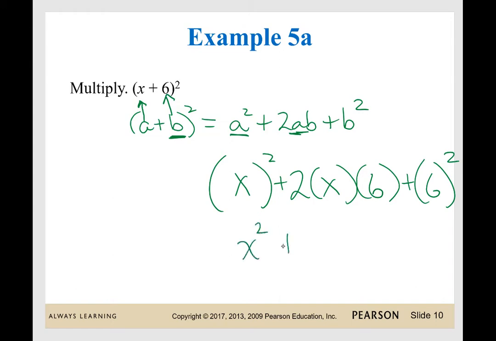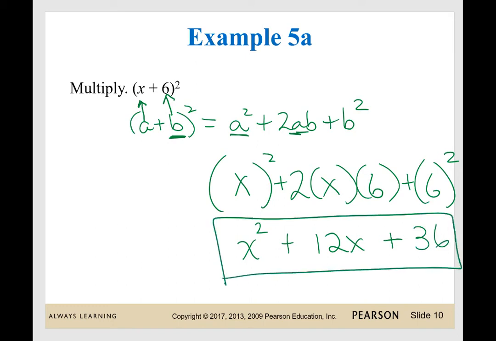x squared plus 2 times x times 6 is 12x, plus 6 squared is 36. So there's my answer. So I used the pattern, I did some substitutions. Whatever was in the a position, I substituted that. Whatever was in the b position, I substituted that. And then I just cleaned it up and I'm finished. So it's kind of like using a formula, right? Start with the formula, plug in what you know, clean it up.